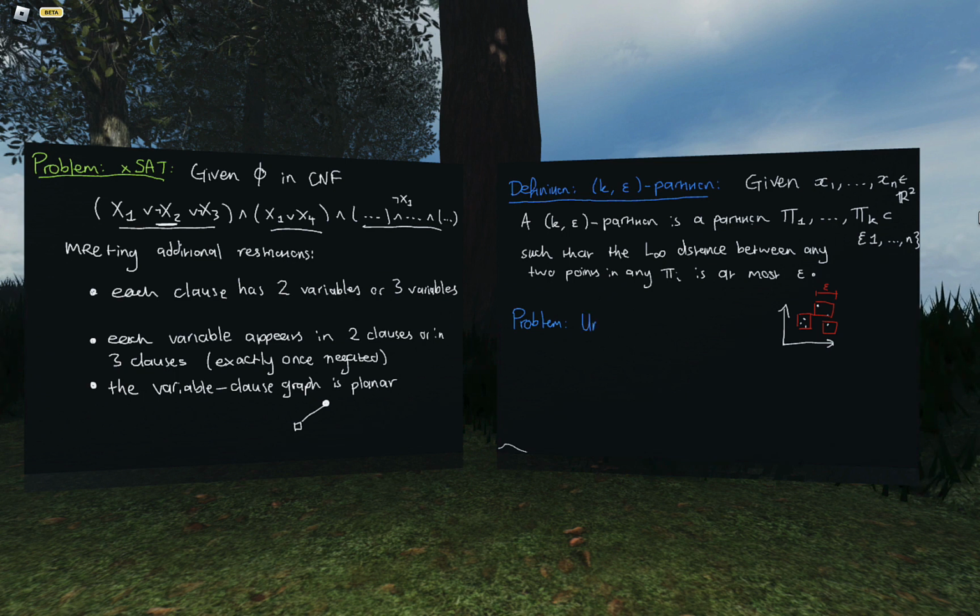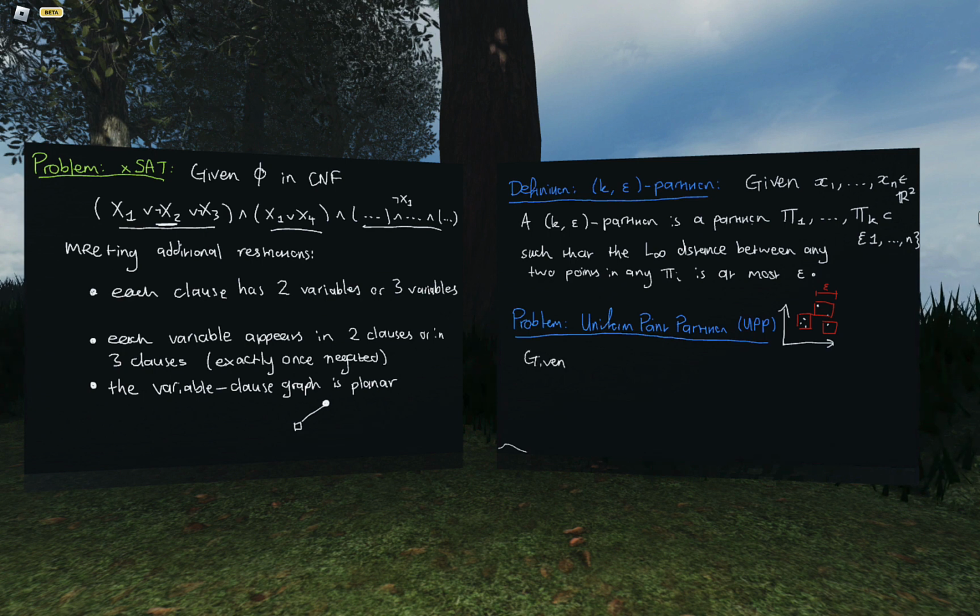This is the uniform point partition problem, which is the one that I've called UPP. And it's the abstract problem that I'm going to prove is NP complete.